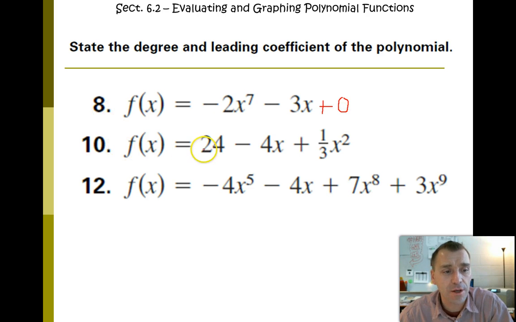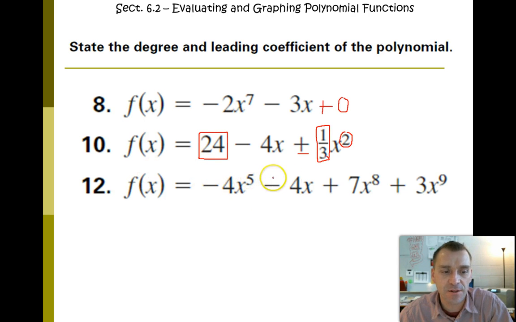Second example. Oh, look, it's not really in the same exact order as this one is. Over here, I had to look the whole way over to the end to find the biggest power term. So 2 would be my degree. 1/3 is my leading coefficient, positive 1/3, because positive goes with it. And then my constant term is right here. It's positive 24.